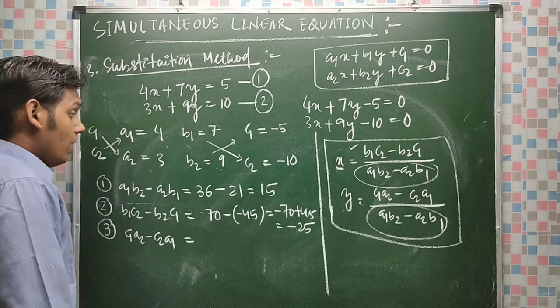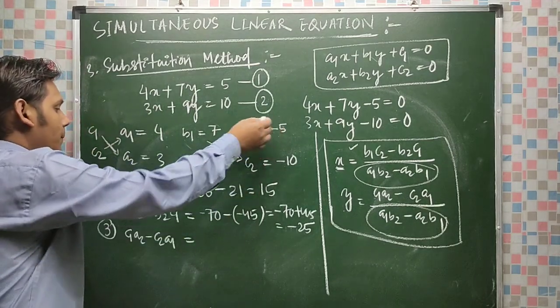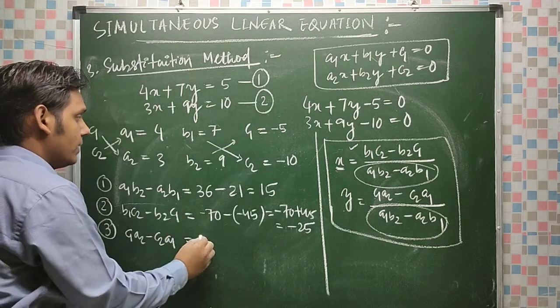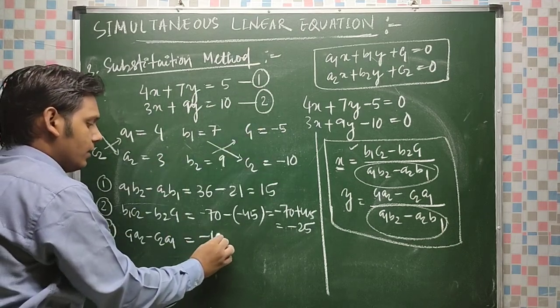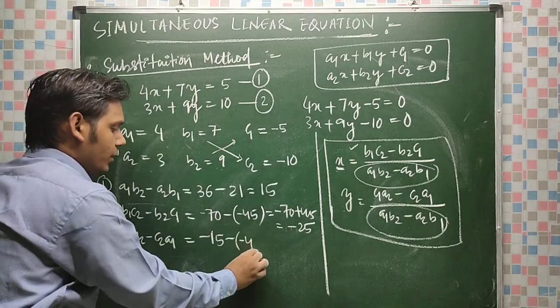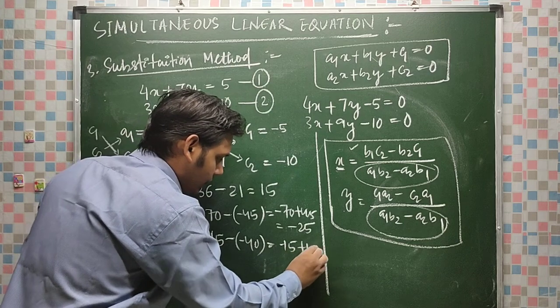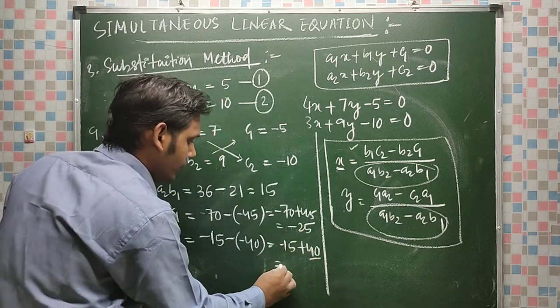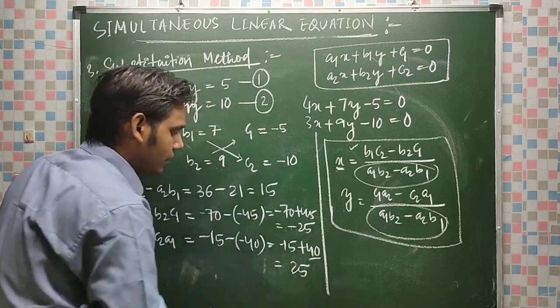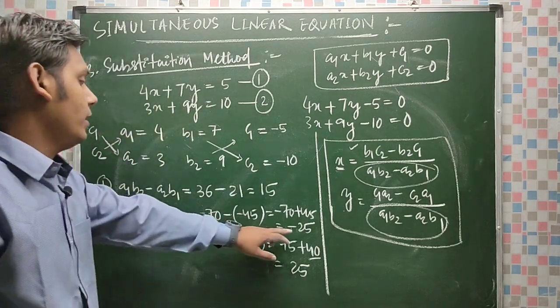Now c1 a2 minus c2 a1. c1 is 5, so 5 into minus 3 is minus 15, minus 10 into minus 4 is minus 40. So minus 15 plus 40. This one is bigger, so it is plus 25. Now you can get the value easily. Put the value and get the answer.